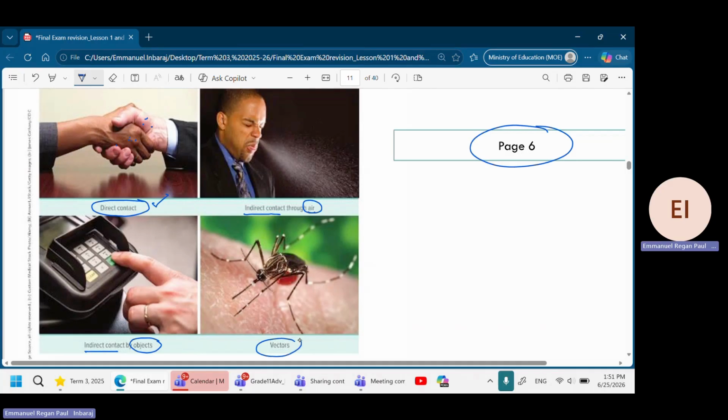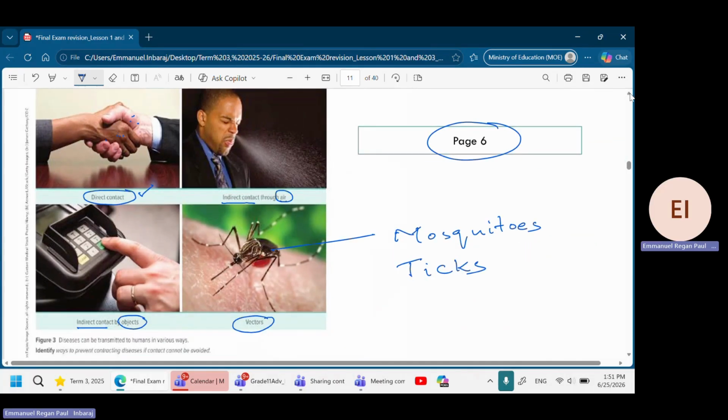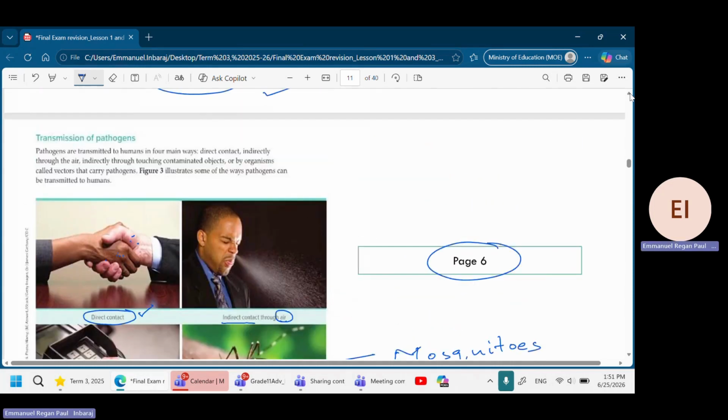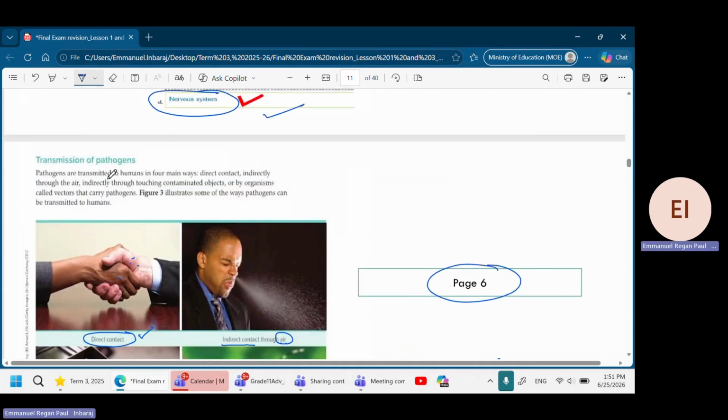And the fourth one is by a vector. So what's a vector? A vector can be a mosquito which carries a disease, or it can even be ticks. These are examples of vectors. So these are the 4 ways by which the disease is getting transmitted. Okay, don't forget. Pathogens are transmitted to humans in four ways: direct contact, indirectly through air, indirectly through touching contaminated objects, or by organisms called vectors.